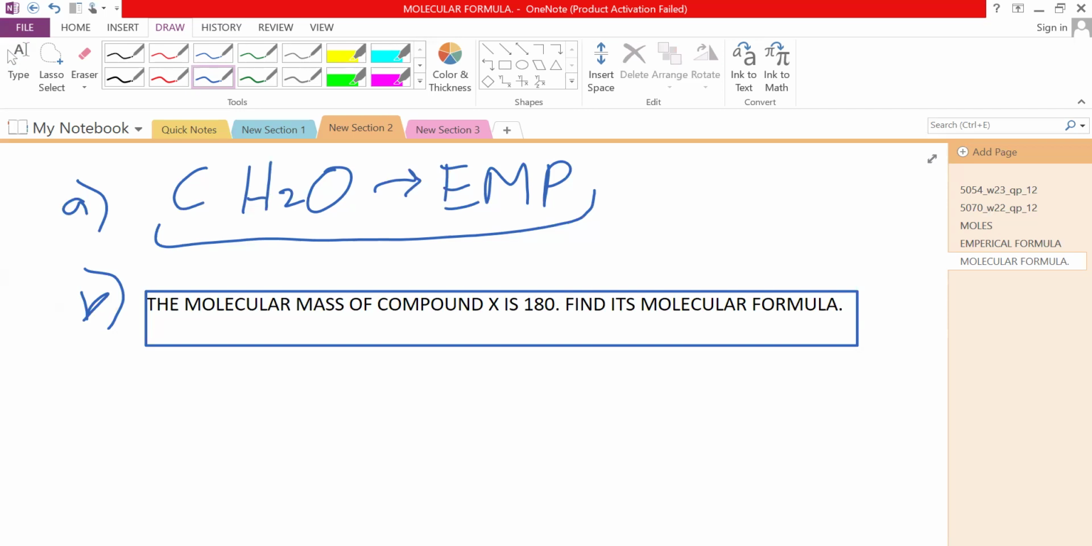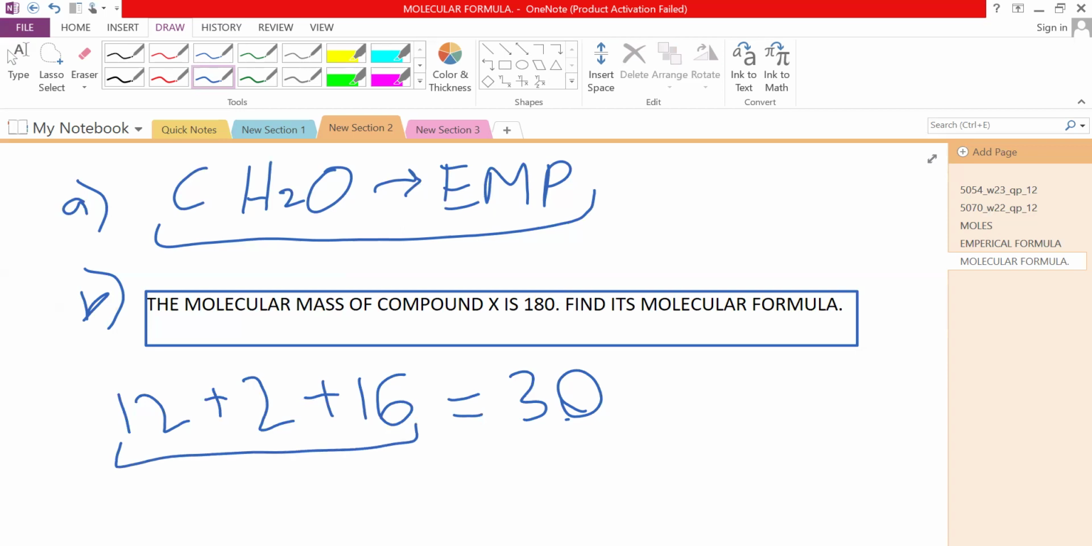The empirical formula mass for CH2O would be: carbon has mass 12, hydrogen has mass 1, and here is 2, so we write 1 times 2, which would be 2, and oxygen is 1, so the mass for oxygen is 16. When we total it, it would be 30. These masses are taken from the periodic table, and the periodic table would be given in P1 and P2.